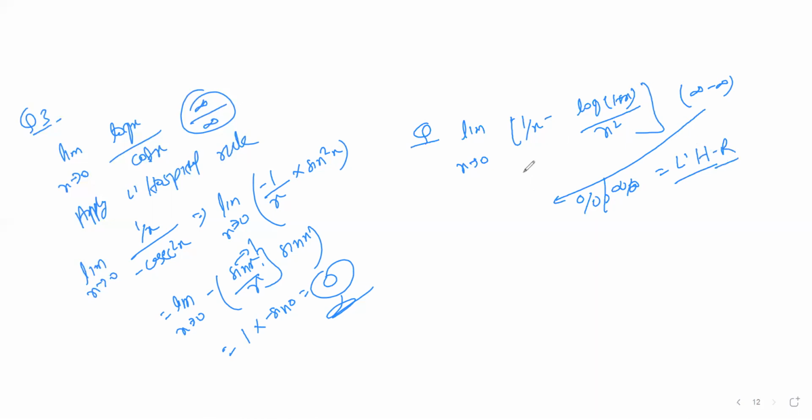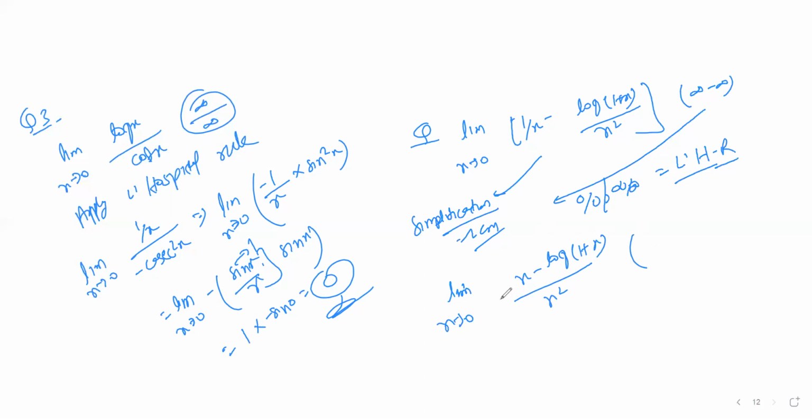So what to do? You do some transformation or do some simplification. Simplification means you take the LCM. That is, it will be limit x tends to 0, and x and x square LCM is x square, so this will be x minus log(1 plus x). So if you put the limit to 0, minus log 1 is 0, it's a 0 by 0. Now you can apply the L'Hospital.